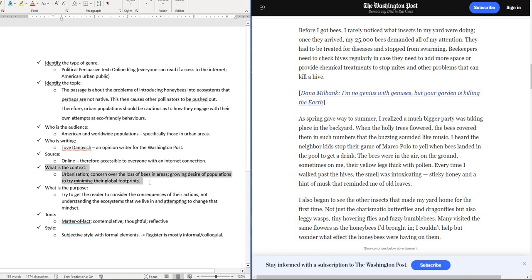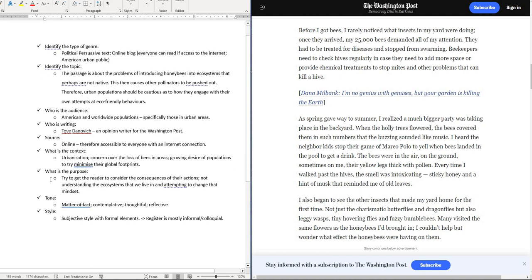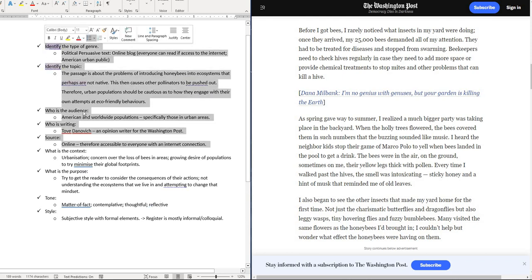I would not really engage in context. I would engage in context in my essay, in my body paragraphs. My purpose, I would engage that in my body paragraphs and then in my conclusion. My tone, I would engage in my body paragraphs and maybe my conclusion. And my style, I would definitely engage in my body paragraphs. So really, I would be looking at mostly this section over here for my introduction. And then I would be considering how I'm going to bring forth my various paragraphs.